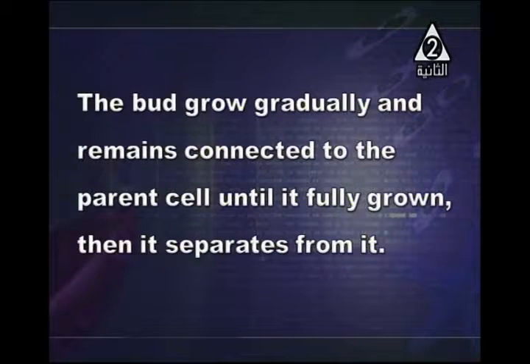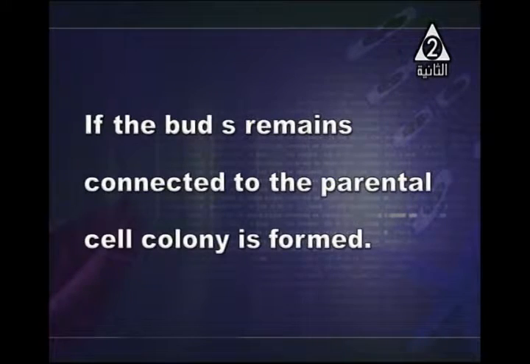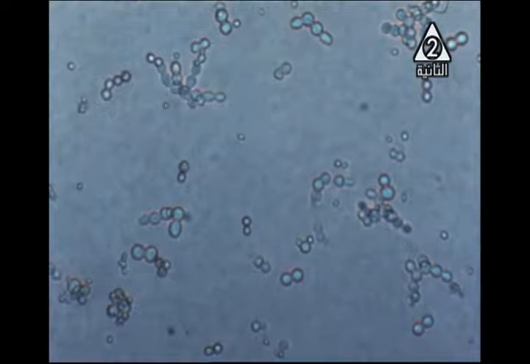The bud grows gradually and remains connected to the parent cell until it's fully grown. Then it separates from it, or the bud remains connected to the parental cell, forming a colony. This video will describe how the yeast fungus reproduces by budding.